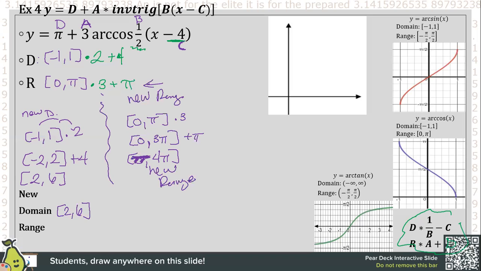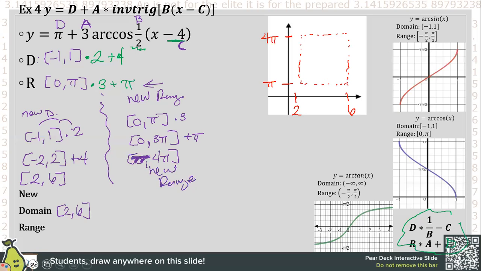Okay, so now all I have to do is sketch it out. Okay, so for the domain, the farthest left I can go is 2, and the farthest right I can go is 6. Then I have my range. The lowest I can go is pi, and the highest I can go is 4 pi. So I'm going to do a little square right here to represent my new function.